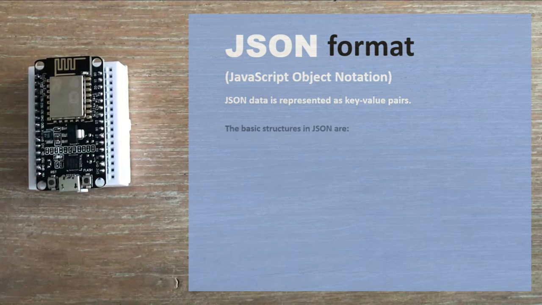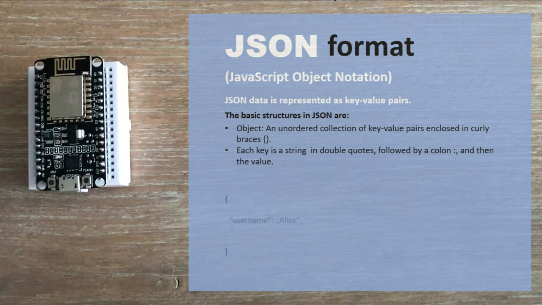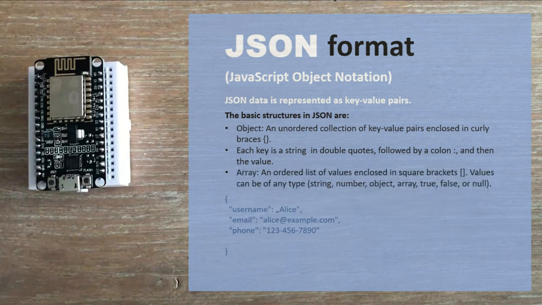The basic structures in JSON are object, an ordered collection of key value pairs enclosed in curly braces. Each key is a string enclosed in double quotes, followed by a colon, and then the value. Array is an ordered list of values enclosed in square brackets. Values can be of any type: string, number, object, array, true, false, or null.